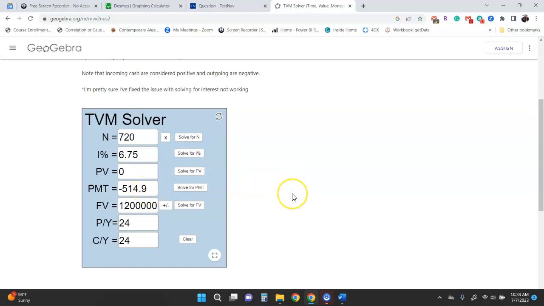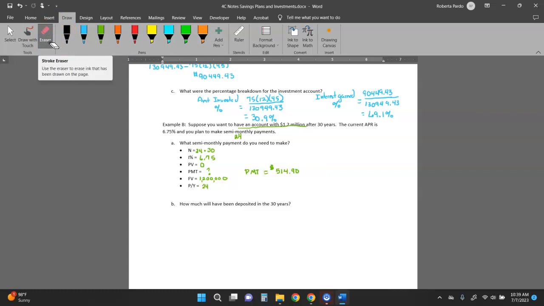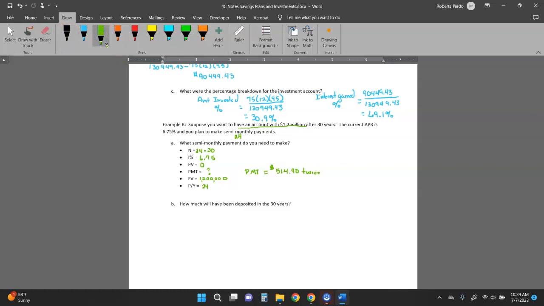$514.90. So the payment is $514.90 every, or twice a month, I guess I should say. There's probably a better way of saying it, so twice a month.